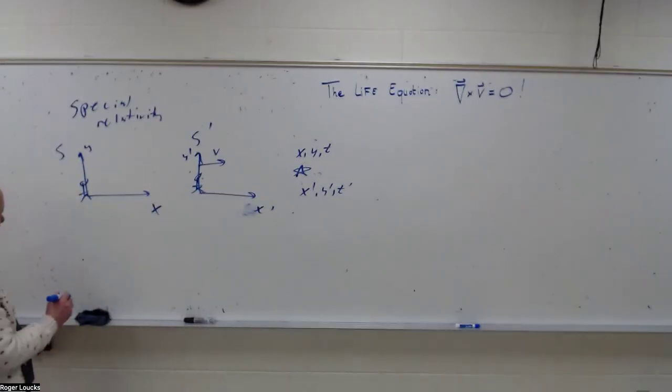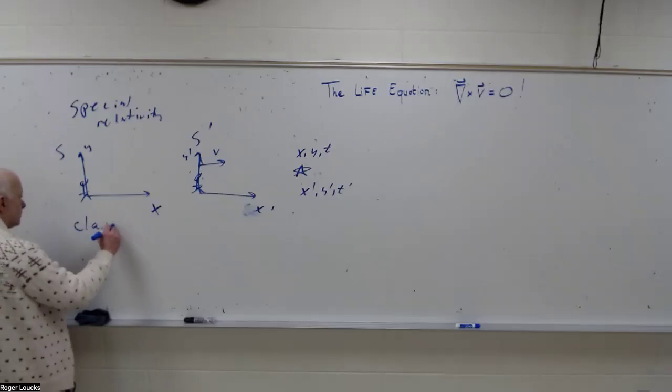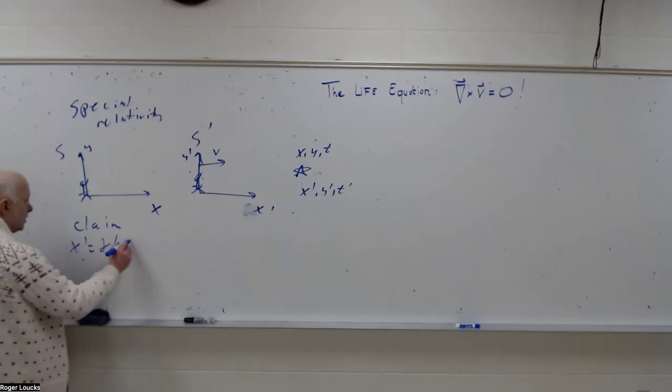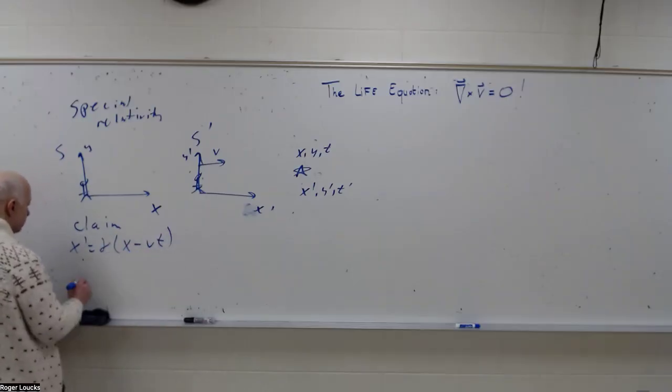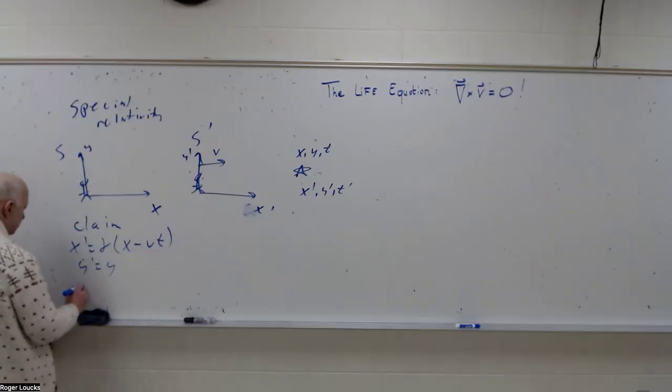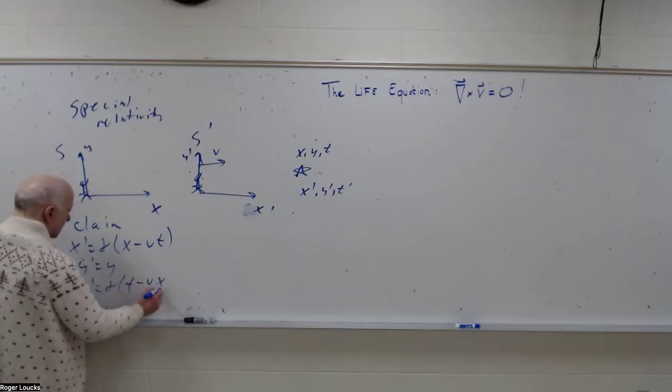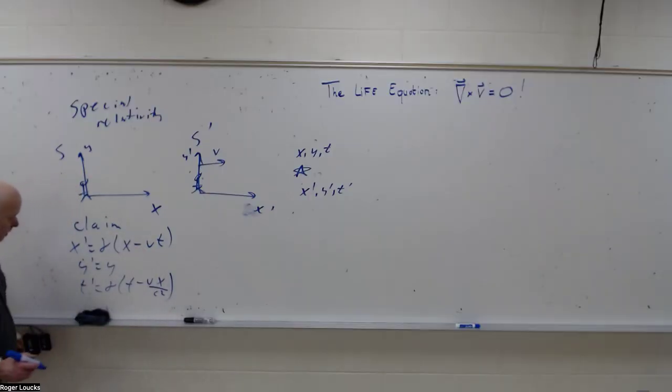Now the claim is that what we're going to find out is that X prime equals gamma (X minus VT), Y prime equals Y, and T prime equals gamma (T minus VX over C squared). And what do we call these equations? The Lorentz equations.